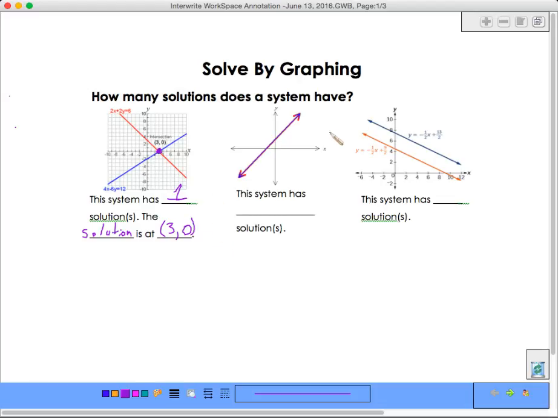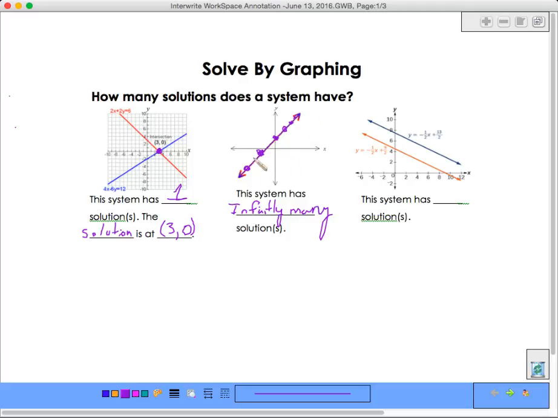3, 0. Now, thinking about that, these two lines cross down here, but then they cross up here, they cross here, they cross everywhere up and down these lines. Okay, and lines go on forever. So it has infinite solutions. Every single ordered pair on this line is a solution. So we're going to write infinitely many solutions.